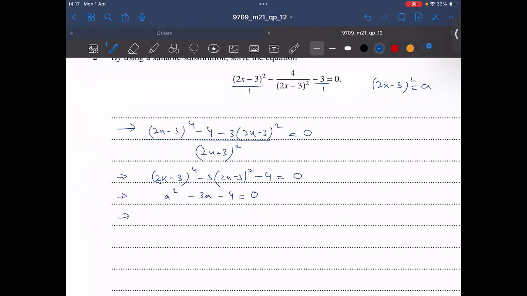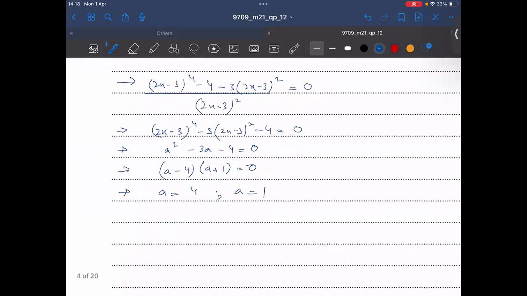Okay. Now, Ahmad, you can just solve easily this quadratic equation. It's going to be a minus 4 and a plus 1 equal to 0. So we're going to have a is equal to 4, a is equal to 1. So I'm going to substitute a, I'm going to replace a with 2x minus 3 whole square. All right, in both of these. So I'm going to get 2x minus 3 equals to plus minus 2. I'm going to get 2x minus 3 equals to plus minus 1.